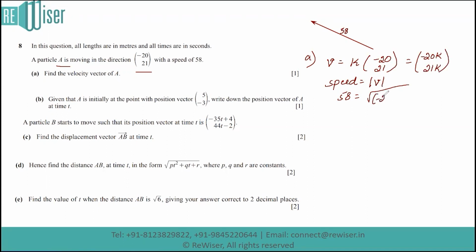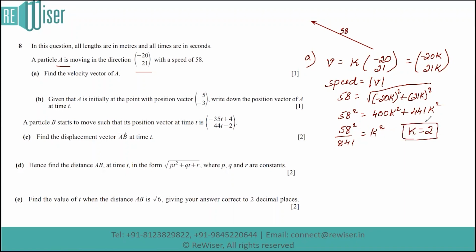So this is going to be the square root of minus 20 times k squared plus 21 times k squared. The square root goes to the other side, so 58 squared is equal to 400k squared plus 441k squared, which is 841k squared. So 58 squared divided by 841 is equal to k squared. So k squared will be 4 and k would be 2. If k is 2, the velocity vector is negative 20 times 2, which is negative 40, and 21 times 2, which is 42. This is the velocity vector, and for getting these two components correct, we get 1 mark.